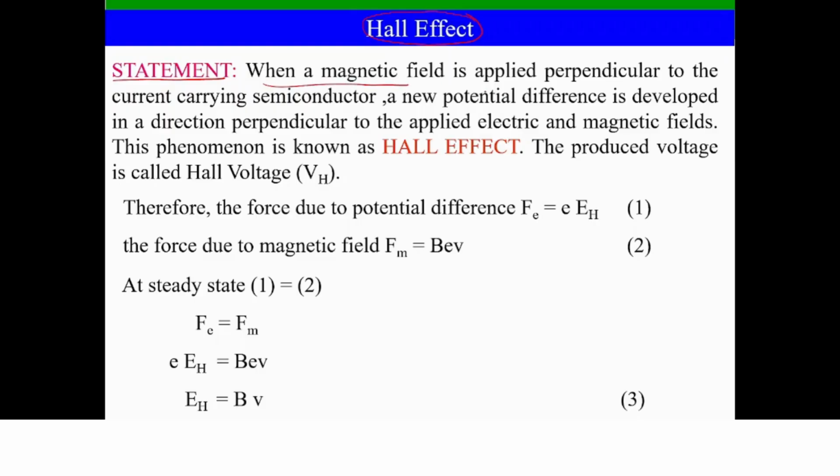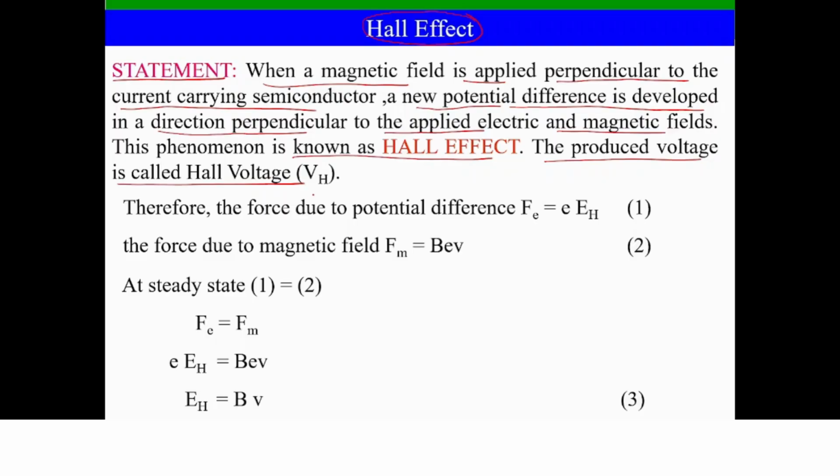When a magnetic field is applied along the current carrying semiconductor, then in addition to the applied electric field and magnetic field, a new potential difference is going to develop in a direction perpendicular to both the electric field and magnetic field. This phenomenon is known as the Hall effect, and the produced voltage is called the Hall voltage. Now this is the statement of the Hall effect. Listen carefully. This statement is important for short answers in some cases.